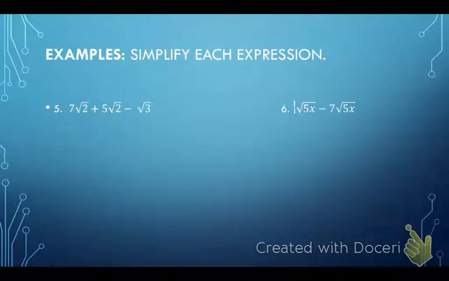So is everything underneath my radical the same? Do I need to simplify it to where they need to match, or do they already match? They already match, right? So I have the square root of 5 and I have the square root of 5. So then it's real simple. What's 1 minus 7? Negative 6. So I have -6 times the square root of 5x.